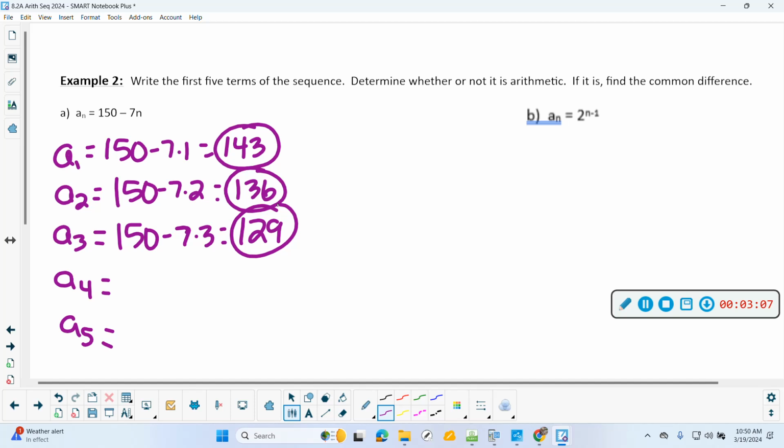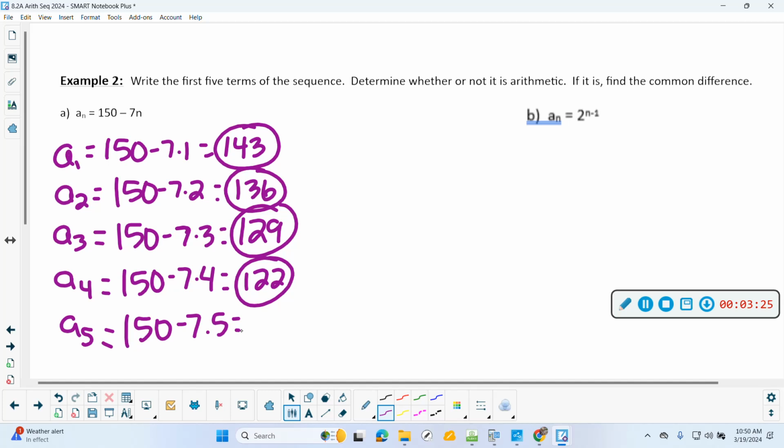And again, if you just have the answers because you're just punching them in your calculator, totally fine. 150 minus 7 times 4, or 28. What's 150 minus 28? 122. And of course, our final term, 150 minus 7 times 5, or 150 minus 35. What's 150 minus 35? Yeah, perfect.